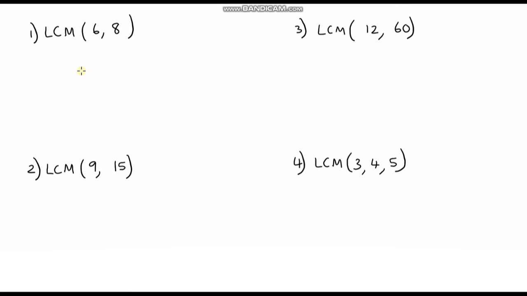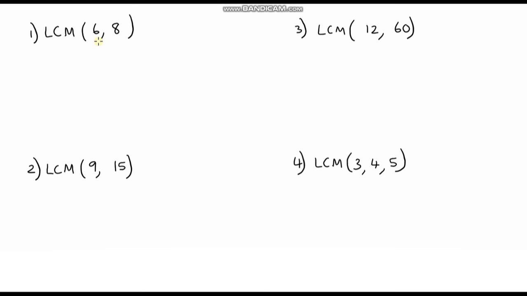Okay, so it's over to you now. Pause the video and see if you can find the lowest common multiple of the pairs of numbers in the brackets. And for the last question, there are actually 3 numbers to have a go at. Okay, so let's go through the first one. The lowest common multiple of 6 and 8.